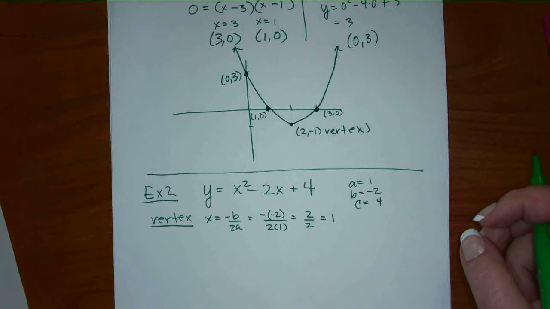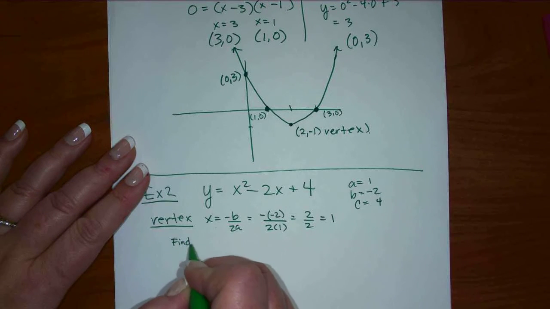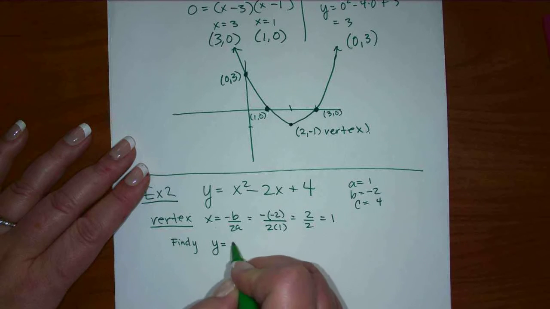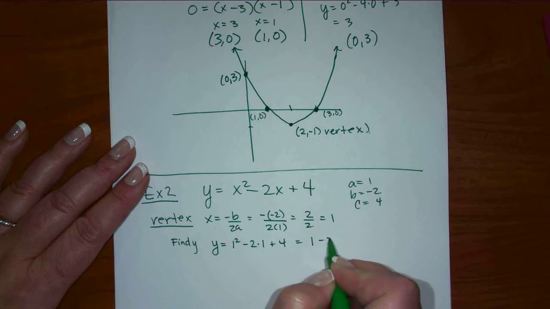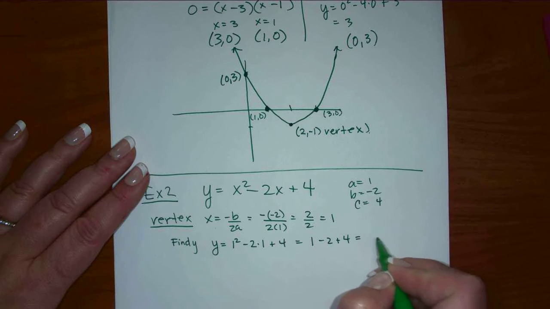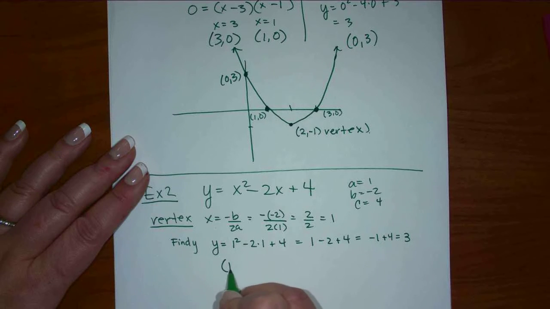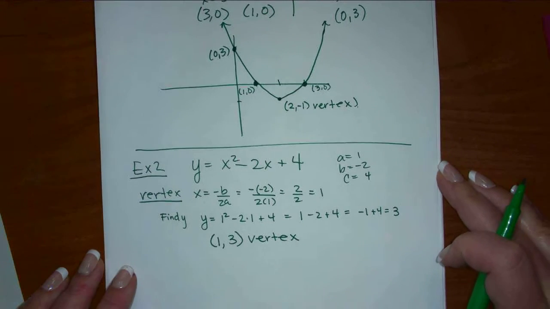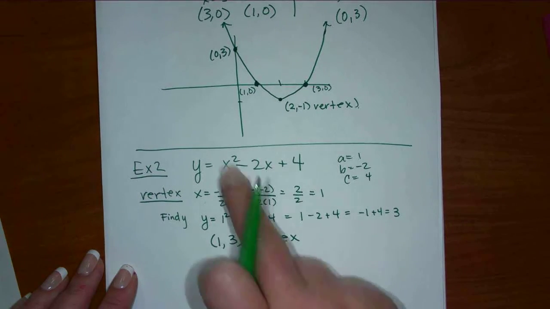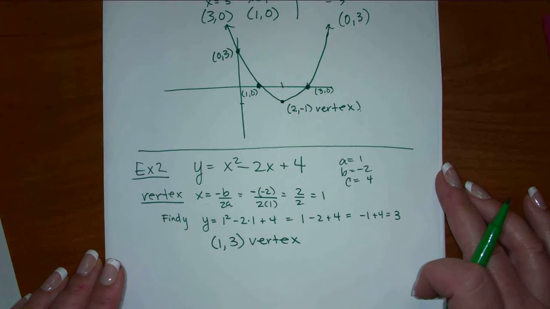That's not a point yet. You plug it in to find y. So 1 squared minus 2 times 1 plus 4. So I just plugged it into the original equation, and I got 3. So (1, 3) is my point.